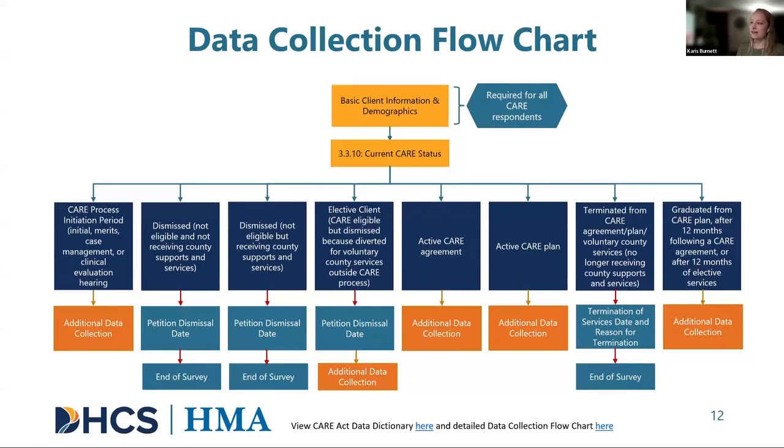A client's care status can and likely will change over time. Each potential care status is shown in the flowchart. You can see if additional data collection and reporting will be required depending on which care status is chosen. You will see that not all data points are going to be required for all clients.